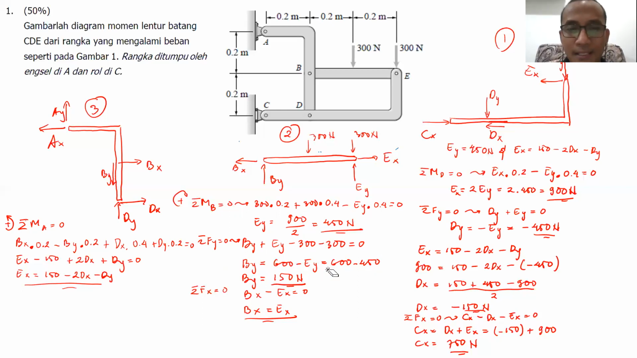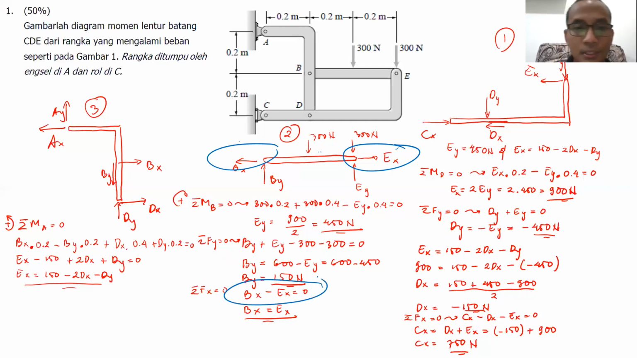Now I want to find Ex, but unfortunately, if I use sigma Fx equal to 0, Px is not known yet, so Ex will not be known as well. So we can't find the value of Ex. Using sigma Fx equal to 0, this is what I will get: Px minus Ex equal to 0. In this case, Px is equal to Ex. So later, in the next free body diagram, if I have Px in my calculation, I can replace the value with Ex.